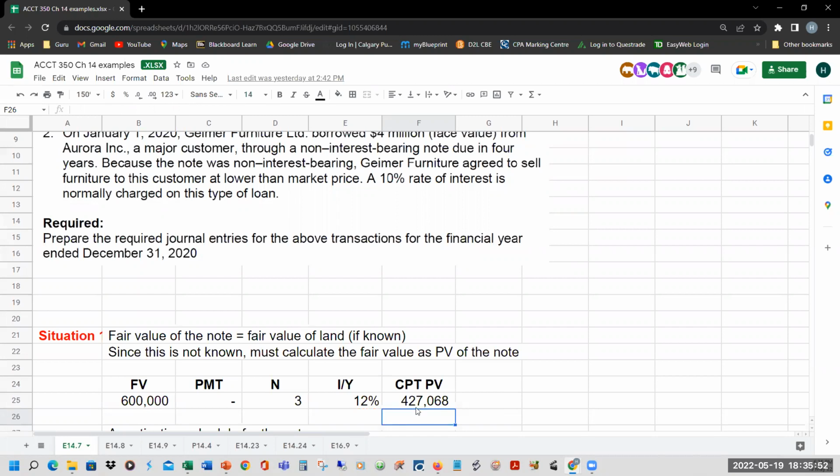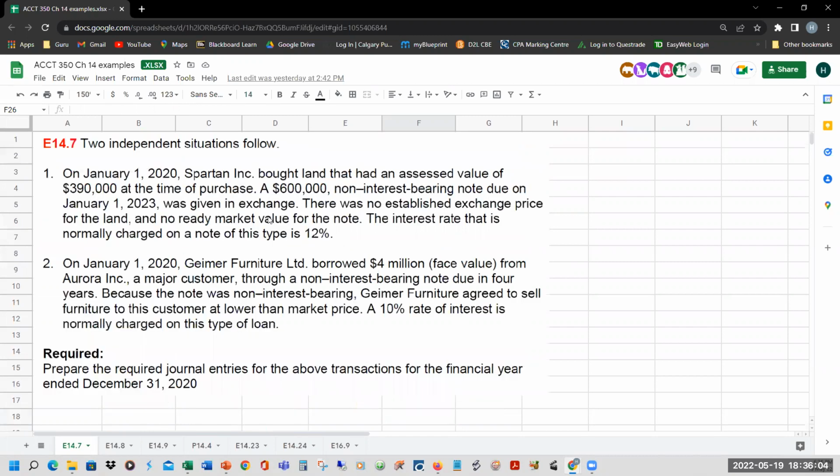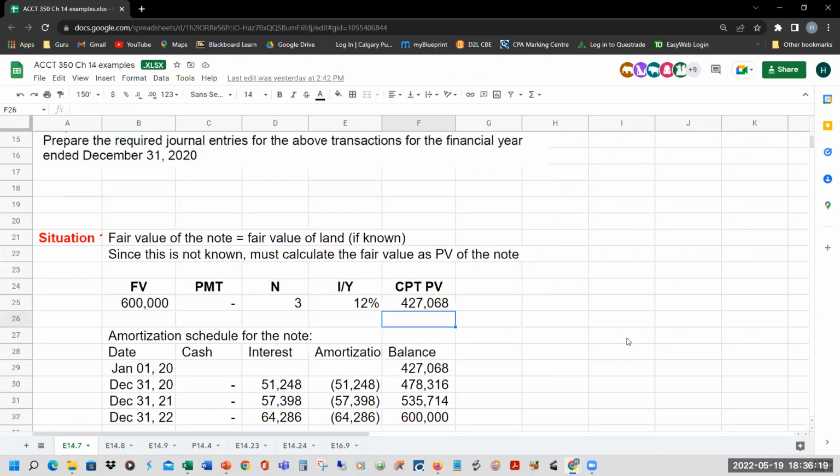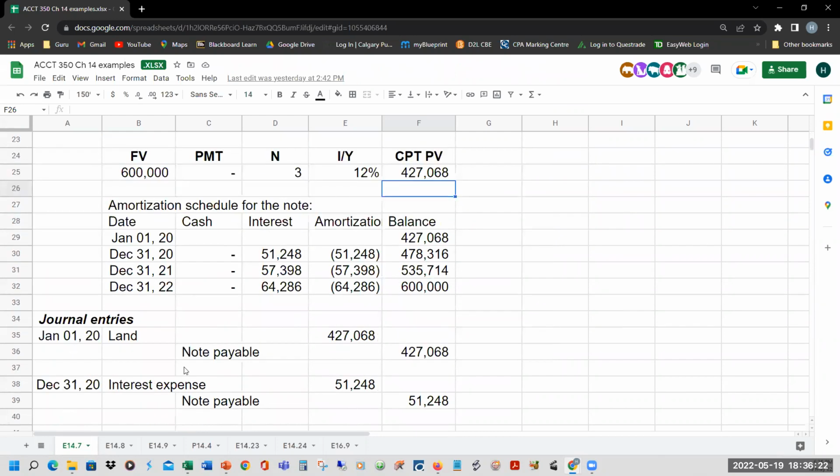That is the amount at which this particular note, this particular transaction, is going to be recorded, right? So the company over here, Spartan, has purchased land. So you want to debit land, and it's issuing a note payable in exchange. So you want to credit the note payable, and the dollar amount that you're going to use is the 427. Okay. So that's what happens on Jan 1st, 2020. Debit the land, credit the note payable.